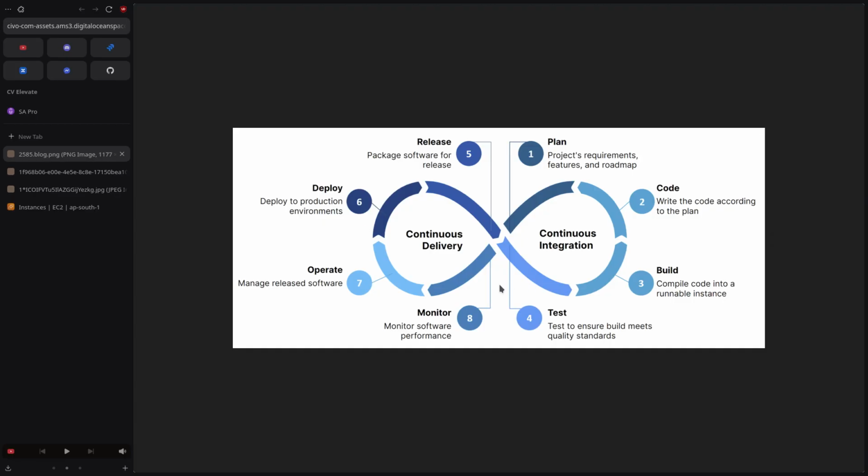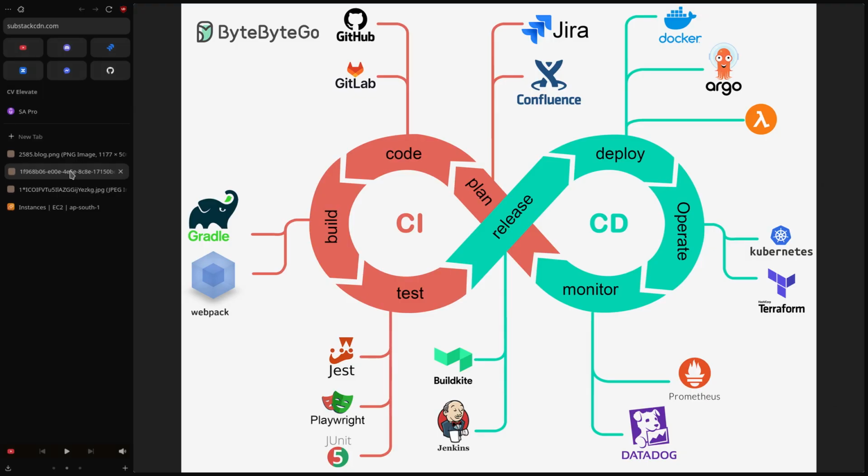The operate and monitoring section is more about getting insights into the software. In this stage we manage and understand the state of the running software and monitor how things are working, whether the performance is high or low, something like that. So this is the complete CI/CD framework.